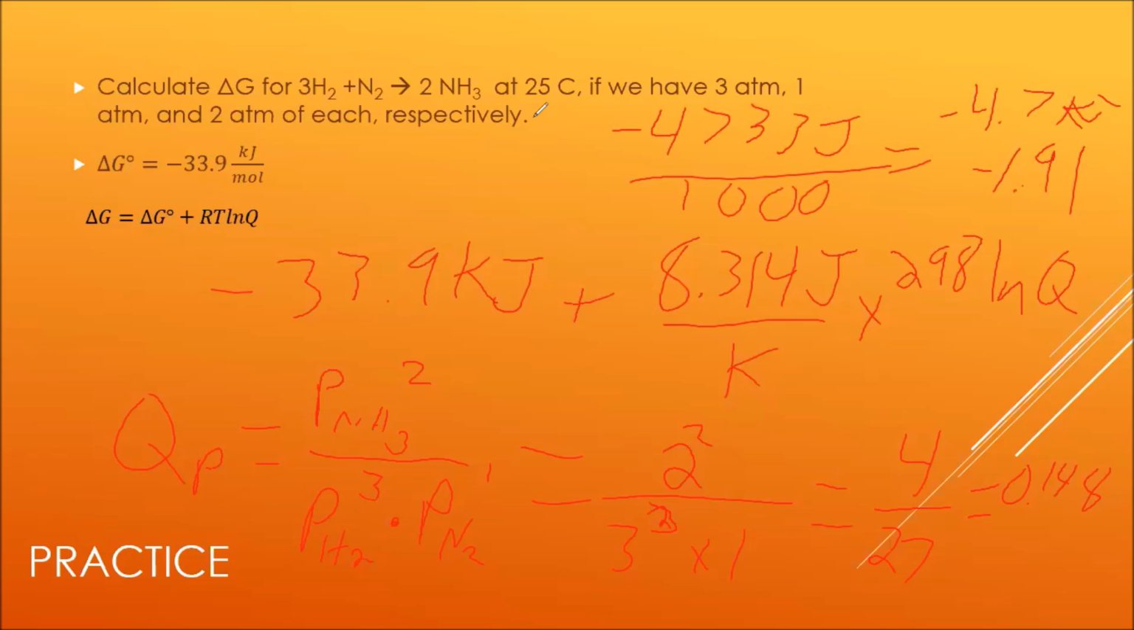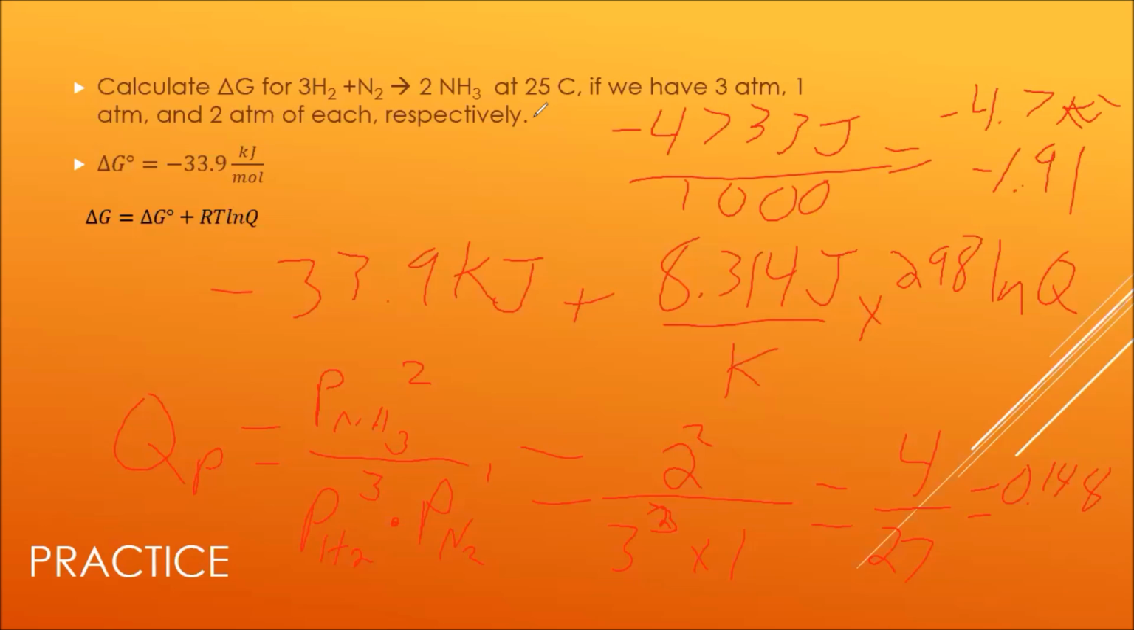You multiplied your negative 1.91 by your temperature, correct? And by my R. Yes. You multiply it by your R? Yeah, it's R times T times ln Q. The negative 1.91 is my ln Q.